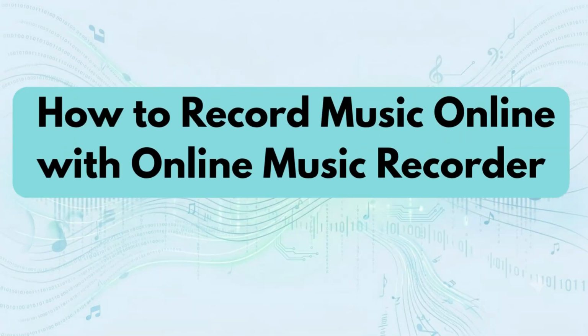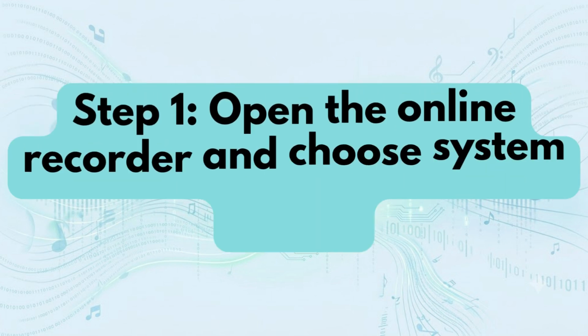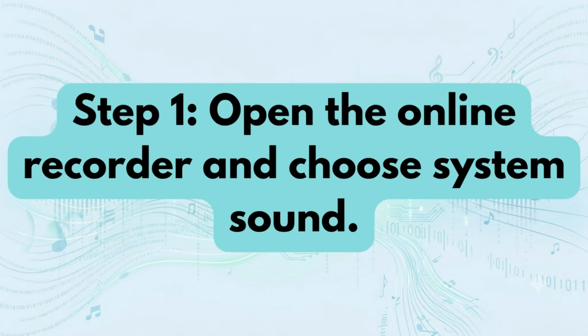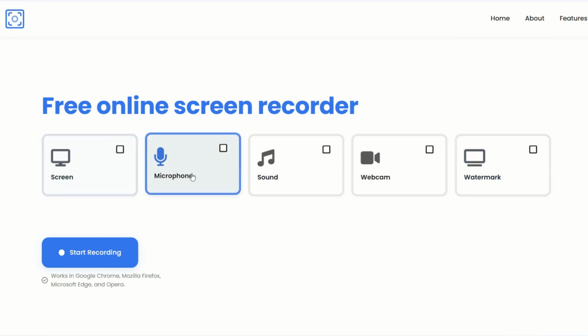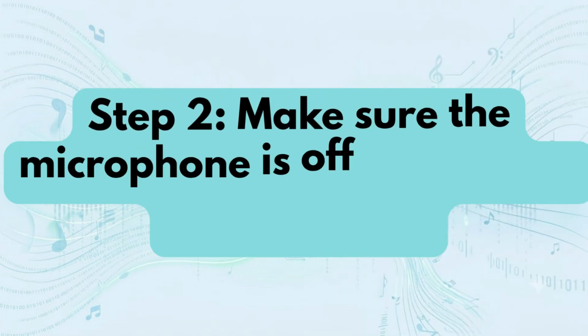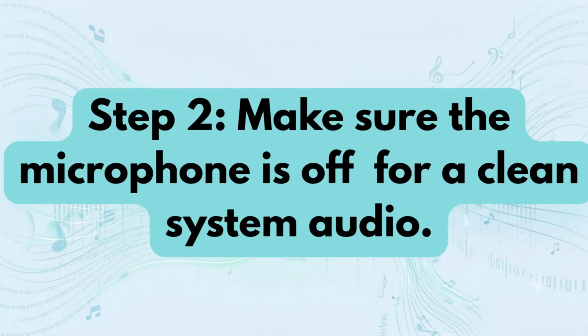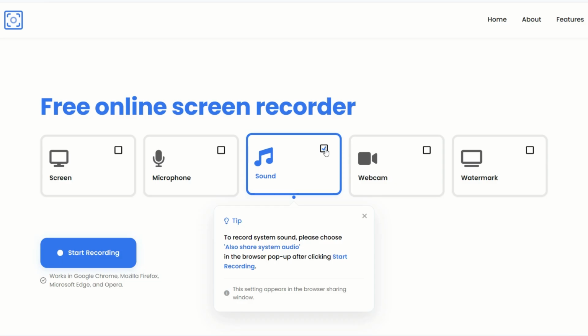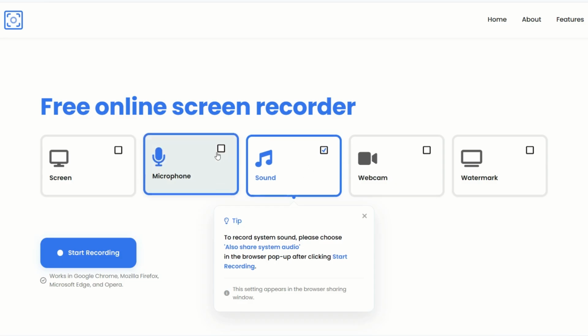Without any further ado, let's start recording. Now, open the online music recorder. To capture the royalty-free music playback from your browser, select Sound as the recording source. If you only need the audio being played on your device, you can turn off the microphone to avoid capturing background noise.